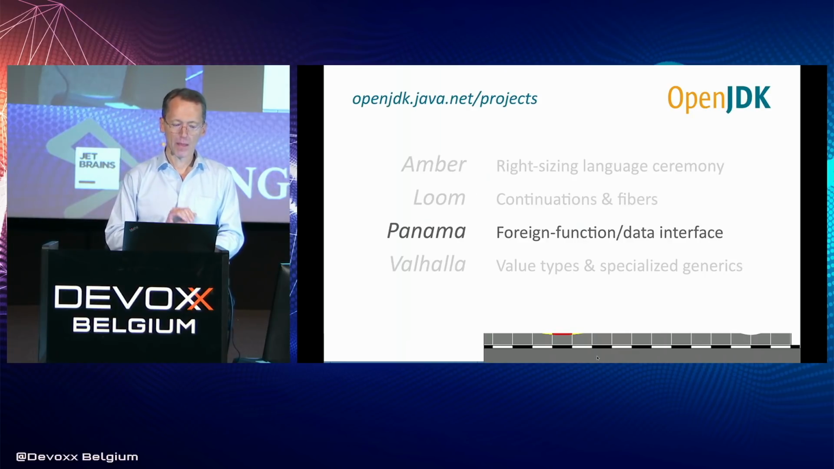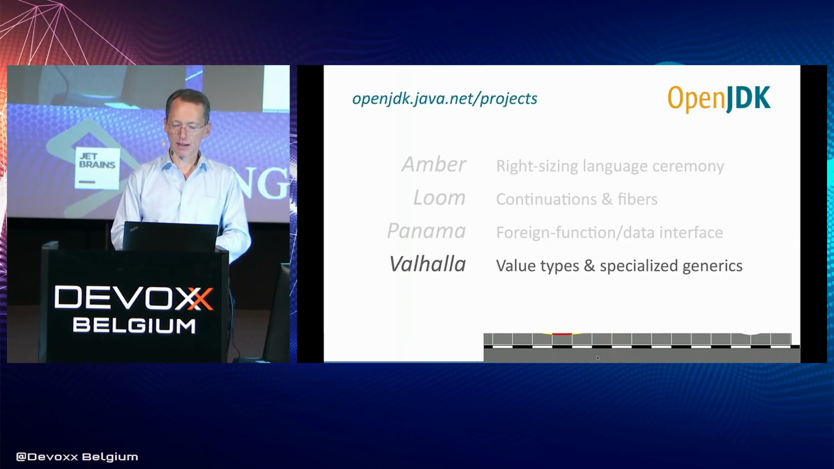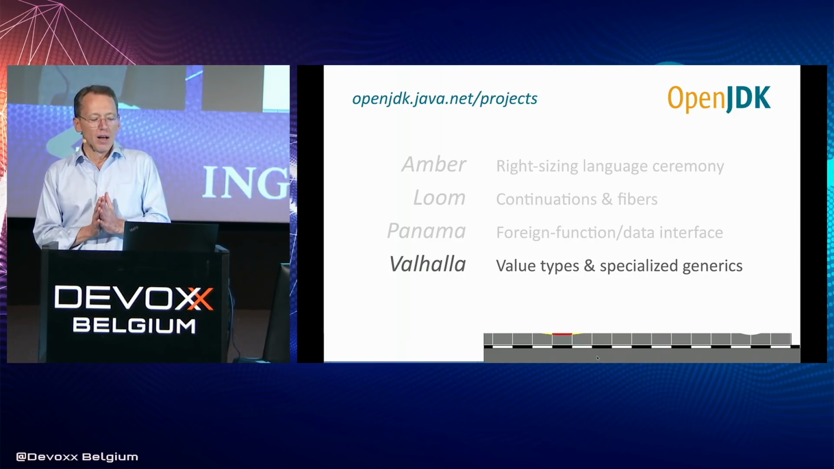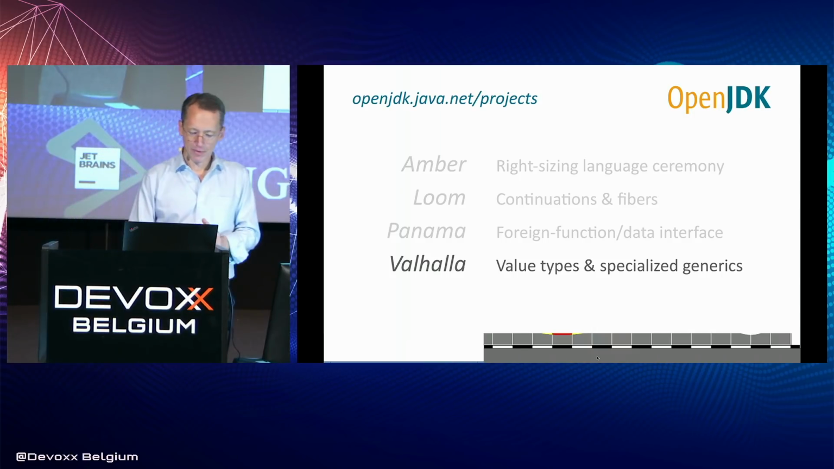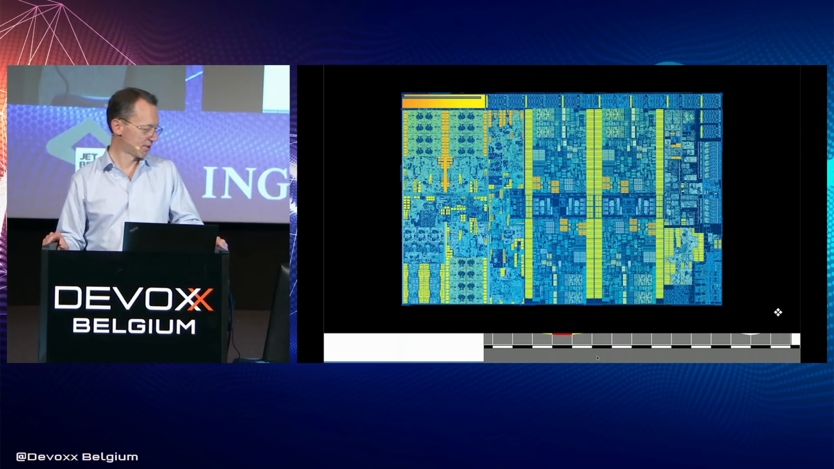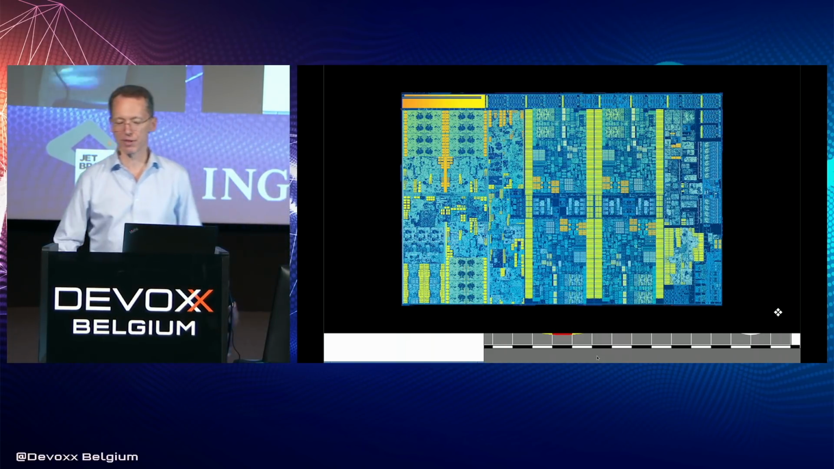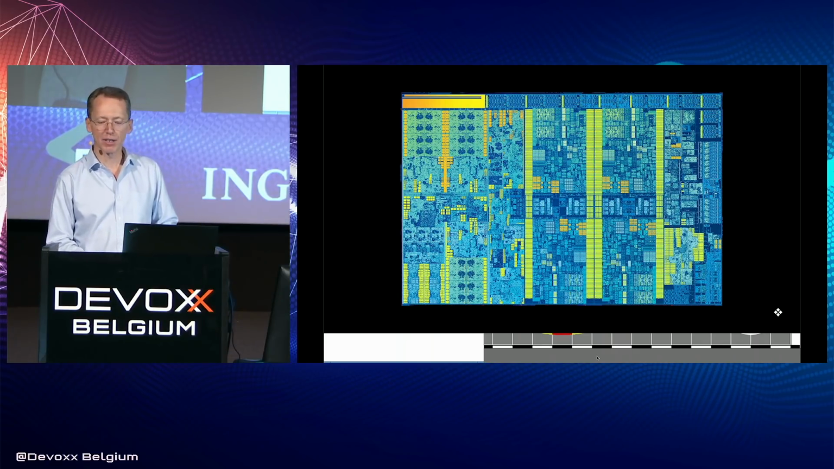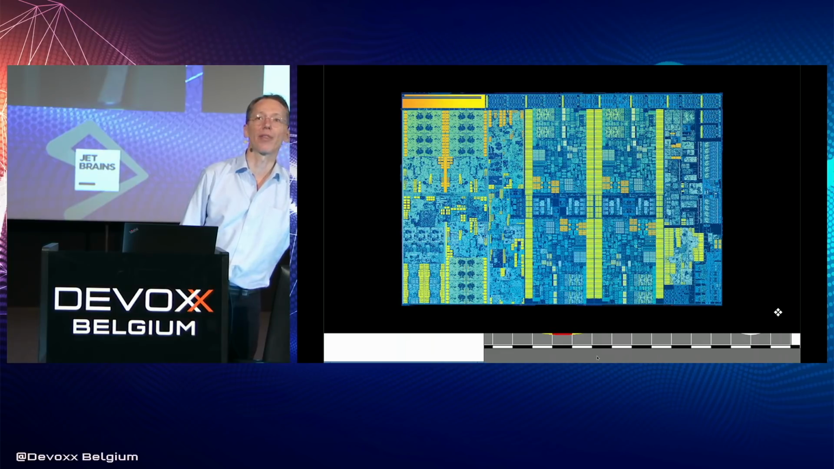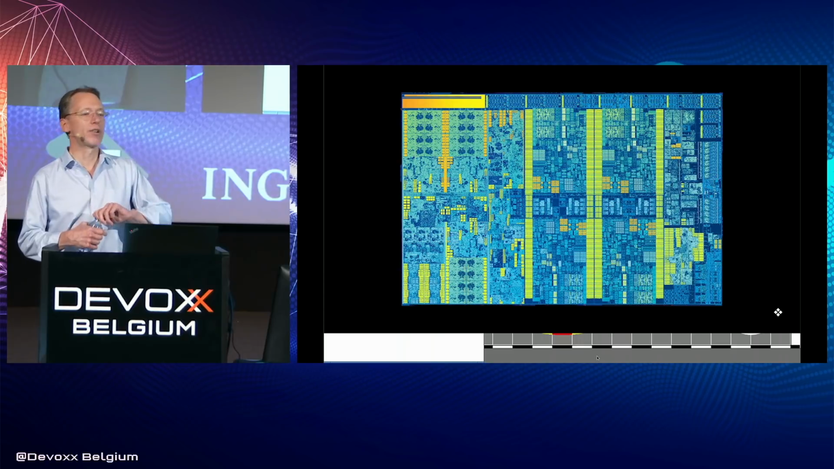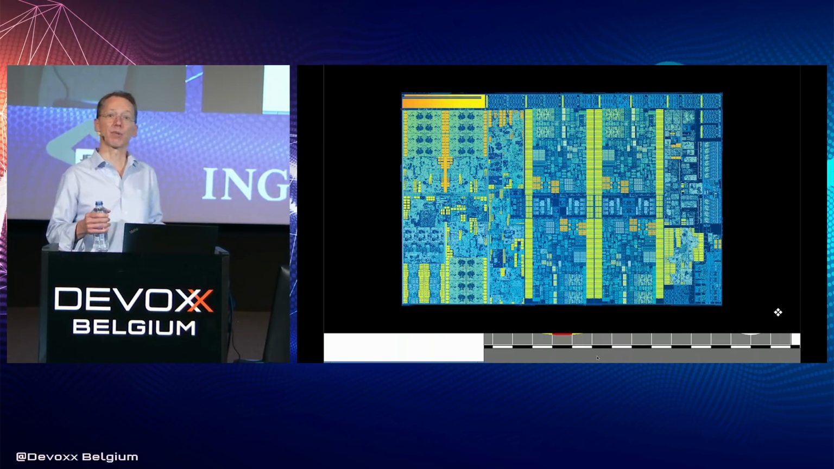All right. Let's move on from Panama to Valhalla, value types and specialized generics. The big motivation for Valhalla is that today's processors are vastly different from those of 1995 when Java was first designed. The cost of a cache miss alone has increased by factors of 200 to 1,000, depending on the class of processor you're talking about. Chasing all of the pointers that are inherent in Java data structures is really, really expensive.